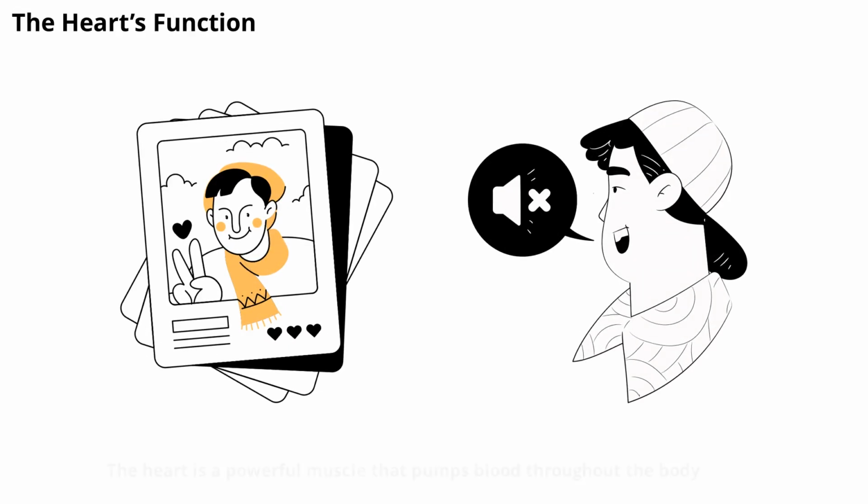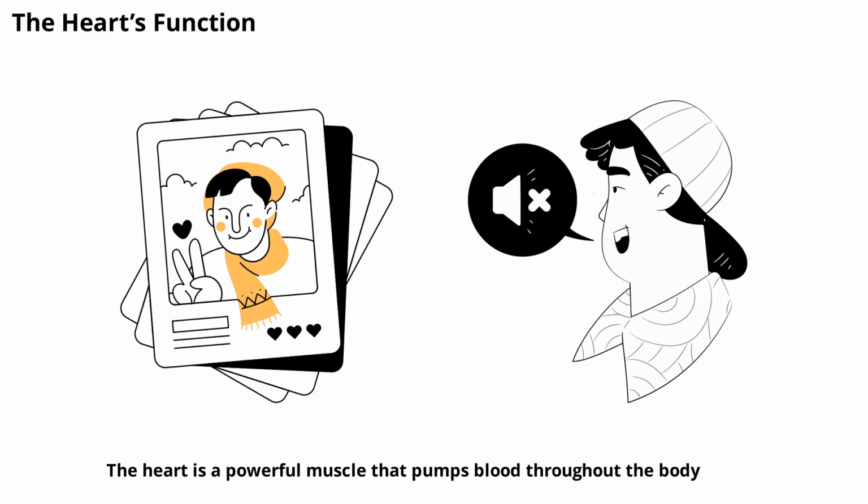The heart is a powerful muscle that pumps blood throughout the body, delivering oxygen and nutrients to every organ and tissue. It works tirelessly, beating over 100,000 times a day. The heart itself needs a constant supply of oxygen-rich blood, which is provided by the coronary arteries. These arteries wrap around the heart, ensuring it gets the fuel it needs to keep working. When these arteries are healthy, blood flows freely.